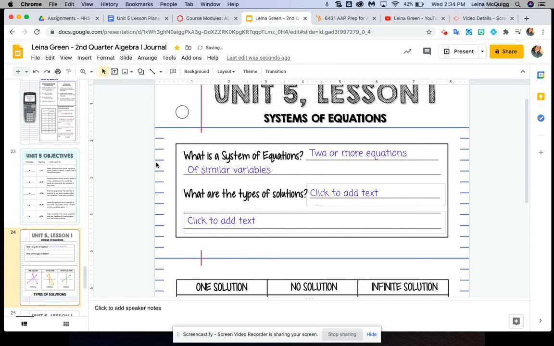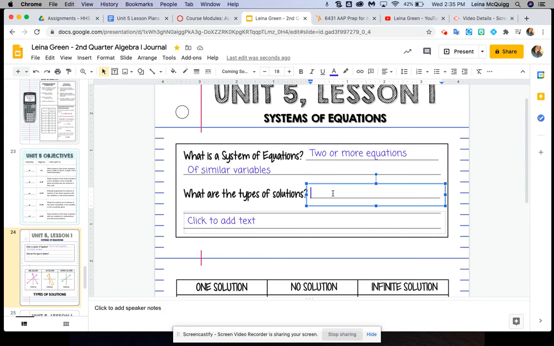This means we have two or more equations with x and y, or two or more equations with a and b. But they have similar variables, and we have two equations. So we might have two equations that look like y equals mx plus b, where our m and our b are different, or where they're the same. So what type of solutions do we have? Well, we have one solution, and this is going to look like x, y. This is going to be an ordered pair. So this is going to be one single point where the two lines cross, where they intersect.